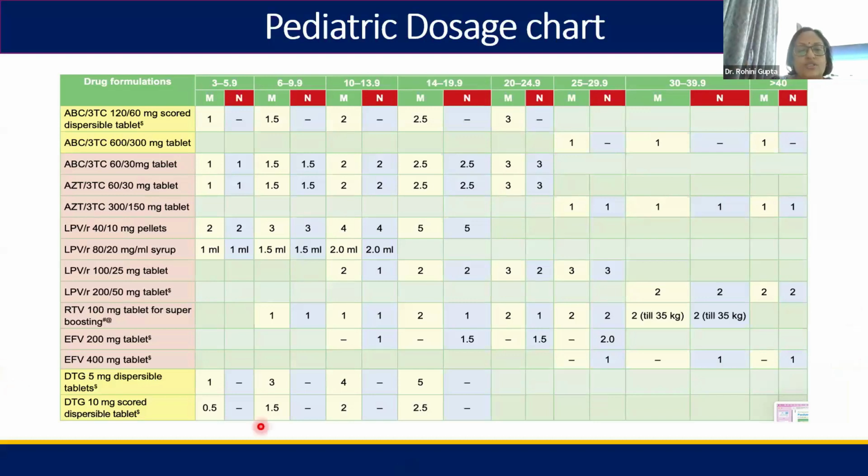The DTG dosing is given in the last two. This is DTG 5. We do not have this in our program. So please focus on this DTG 10 milligram scored dispersible tablets and its doses as per weight band. I'll discuss the doses a little later.